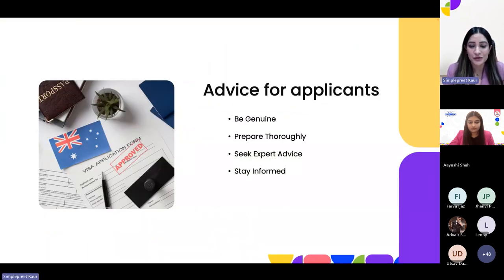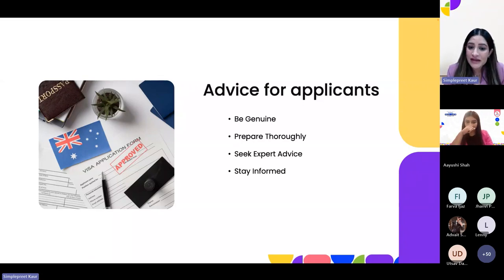Again, my advice to all is to be genuine. Being genuine means that when you're providing your GS statement, make sure you're clearly articulating the genuine intention of your study, and how that particular course is going to benefit you in future and how it aligns to your future or career goals. Provide the proper documentation to the organization. And if you're unsure about anything, just seek expert advice. You go to a migration agent or an education consultant to get advice from them, so that you provide correct and up-to-date information to the Department of Home Affairs.